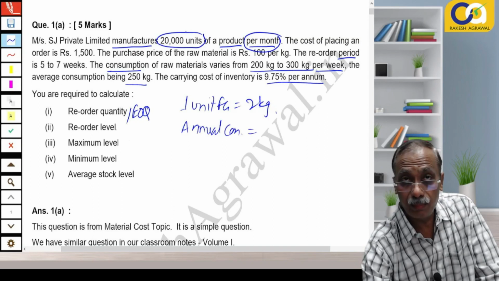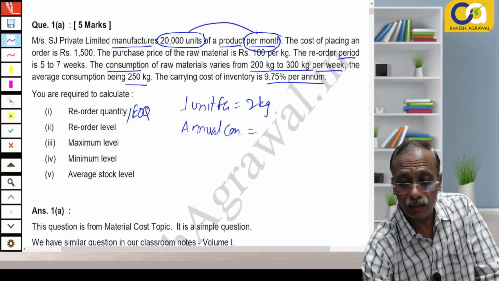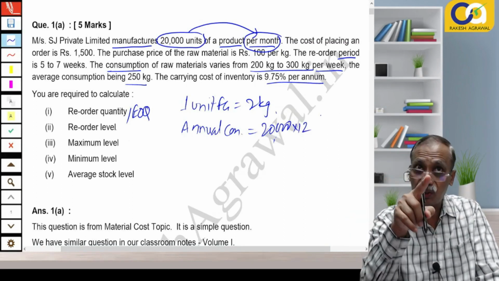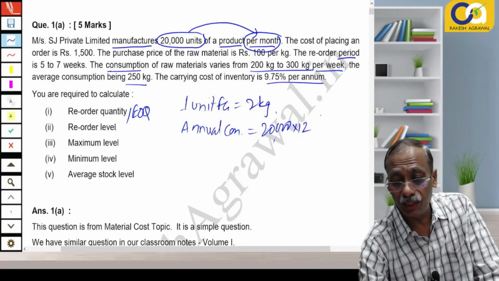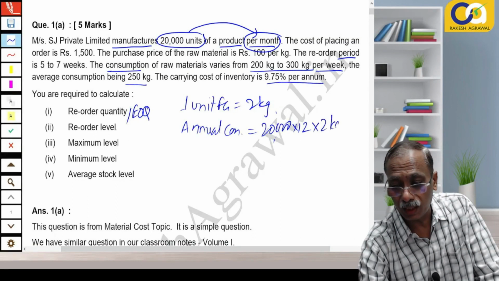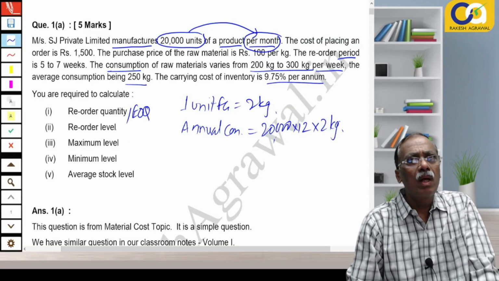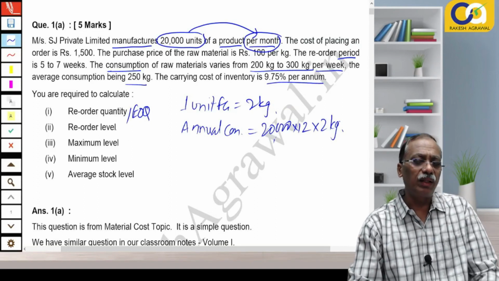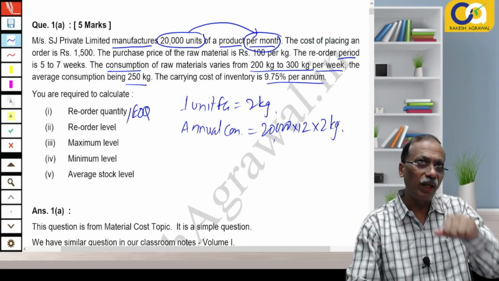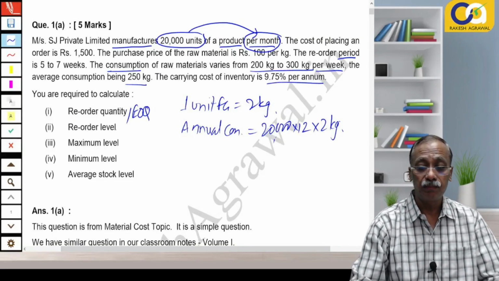Annual consumption will be, first of all, annual production. 20,000 per month, so 20,000 per month into 12 months will be your annual production. And to produce each unit, you will require 2 kg of raw material. So into 2 kg, you will get annual consumption. And why do I want annual consumption? For EOQ, in the numerator, you will require annual consumption.